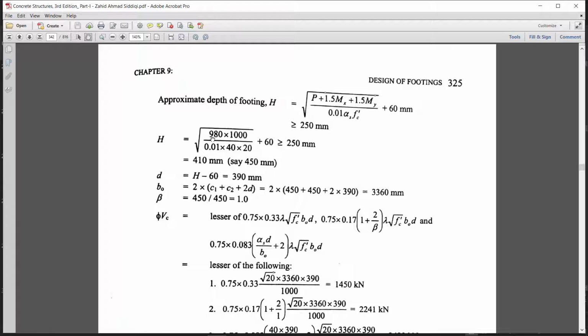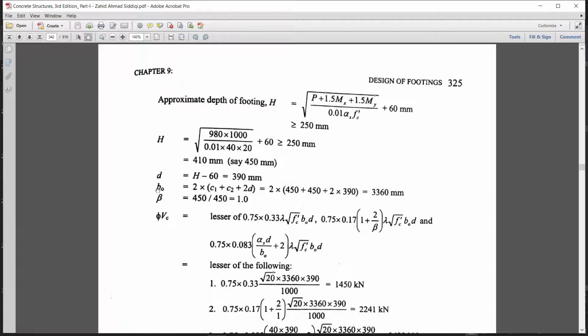So here P is the load, that is the unfactored load. Multiply with 1000, divided by 0.01 into 40 for interior footing, multiply with 20 Fc prime, plus 60. So our approximate depth is rounded up to the nearest 75 millimeter, so say 450 millimeter. For the effective depth, the footing depth that we have decided is 450 millimeter minus 60. So our effective depth is 390 millimeter.